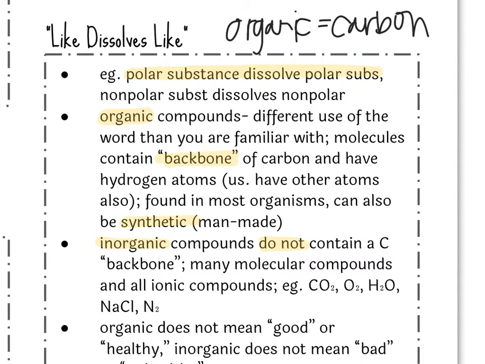So this could be many different molecular compounds and all ionic compounds. So anything that's an ion is not going to have carbon in it. This one, carbon dioxide, you might be familiar with. It obviously does have carbon in it, but it's not a backbone. It doesn't have a chain of carbons in it.